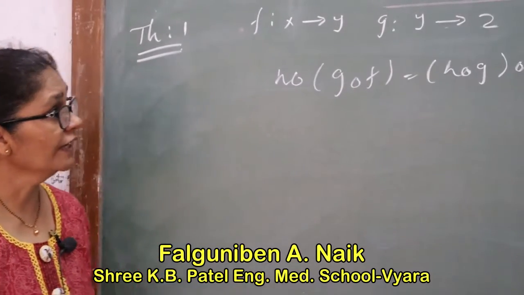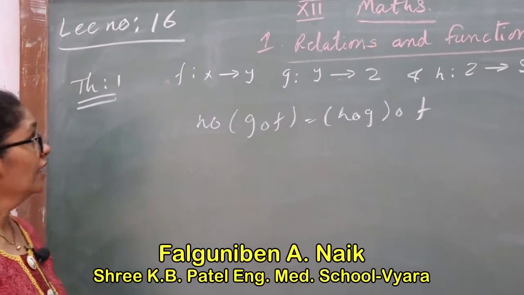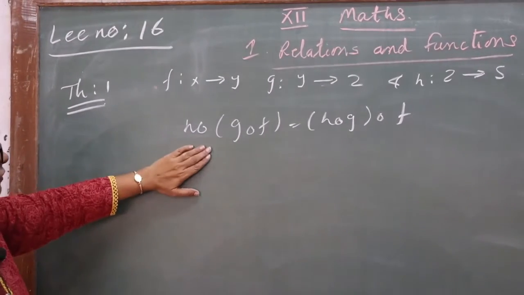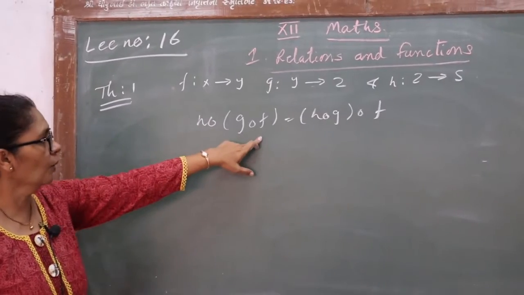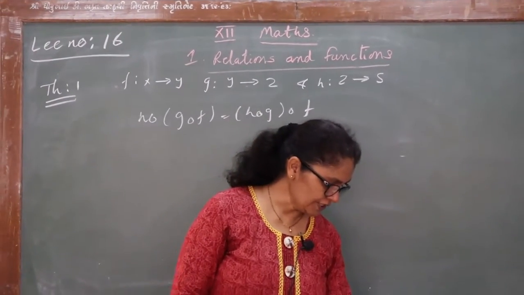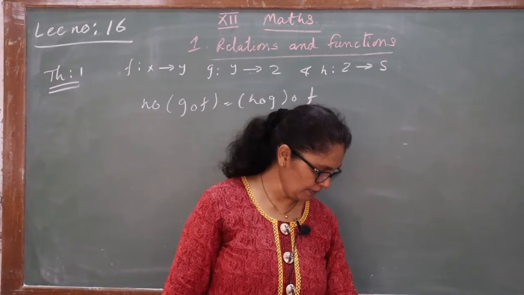Everyone, we have already discussed inverse in our previous classes. Now this is our 16th class of relation and function, and we are discussing our first theorem, that h∘(g∘f) equals (h∘g)∘f. Check your page number in your textbook. It is on page number 16.